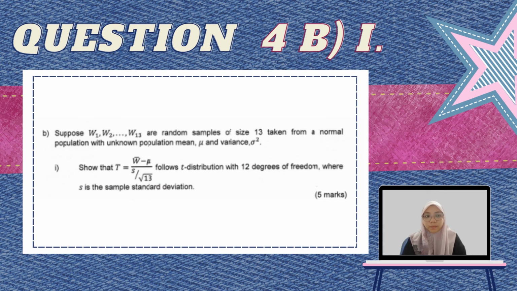Okay, now we will proceed with question 4b. The question states: suppose random variable W are a random sample of size 13 taken from a normal population with unknown population mean and variance. For part one, it asks to show that the capital T follows a T distribution with 12 degrees of freedom, where S is the sample standard deviation.